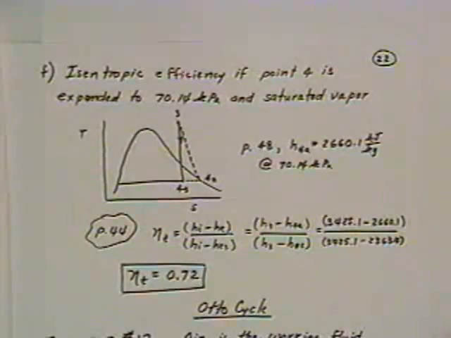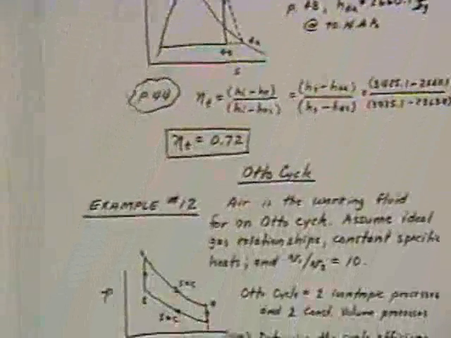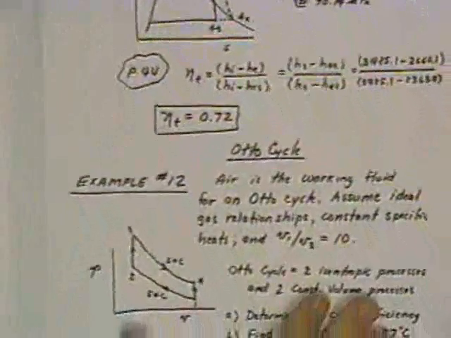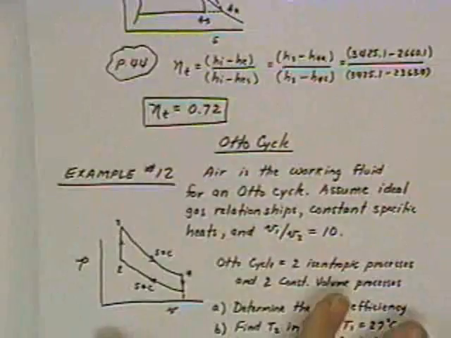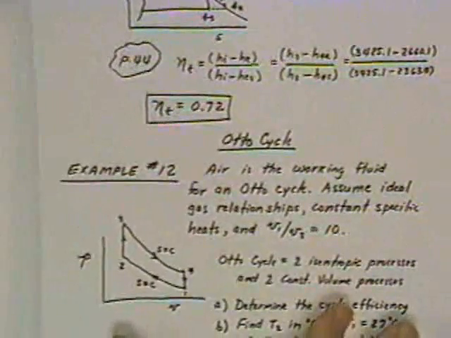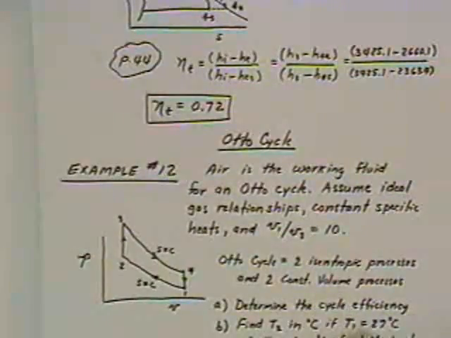Now let's take a look at another cycle. This is the Otto cycle. The Otto cycle is the typical gasoline engine cycle, and you have an example of the cycle that's located in the reference manual.